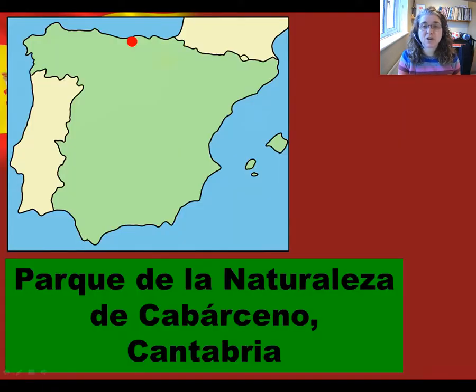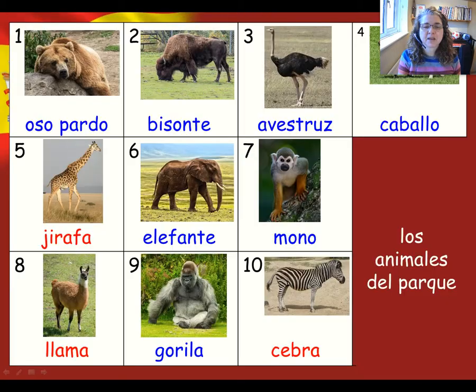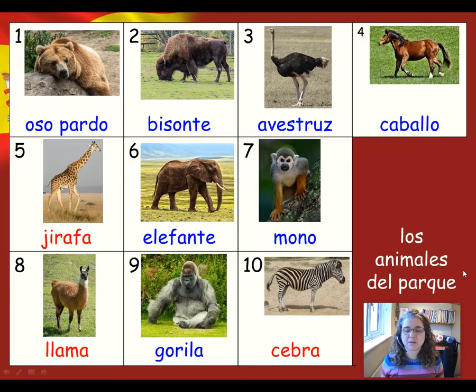But remember, we've been looking at some animals that can be found in the animal park, which is called Parque de la Naturaleza de Cabárceno, which is in Cantabria on the north coast of Spain. And let's just have a practice of our 10 animal words, which we're going to be using today.